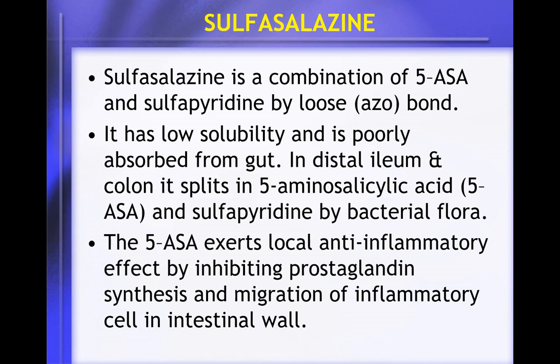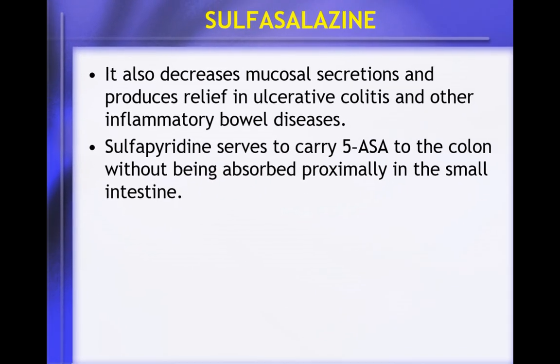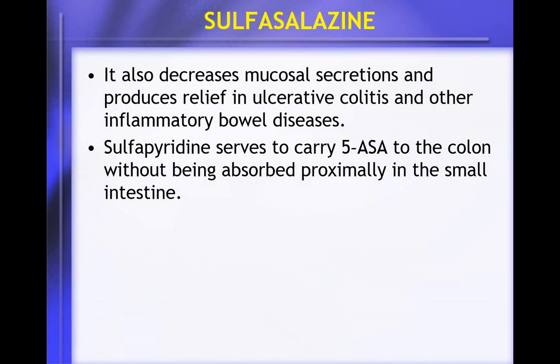The 5-ASA exerts a local anti-inflammatory effect in the colon and distal ileum by inhibiting prostaglandin synthesis and by inhibiting migration of inflammatory cells in the intestinal wall. Sulfasalazine also decreases mucosal secretions and produces relief in ulcerative colitis and other inflammatory bowel diseases. Sulfapyridine, its other metabolite, serves to carry 5-ASA to the colon without being absorbed proximally in the small intestine.